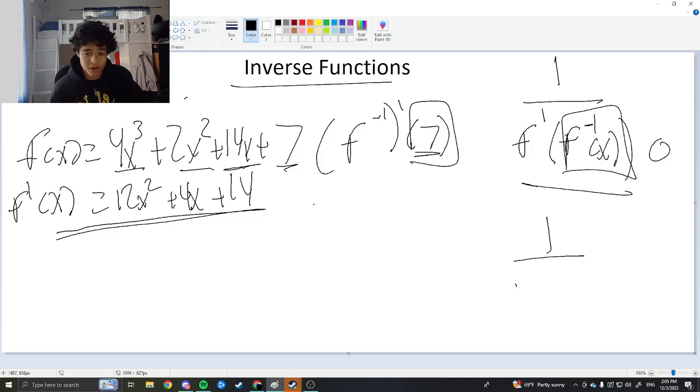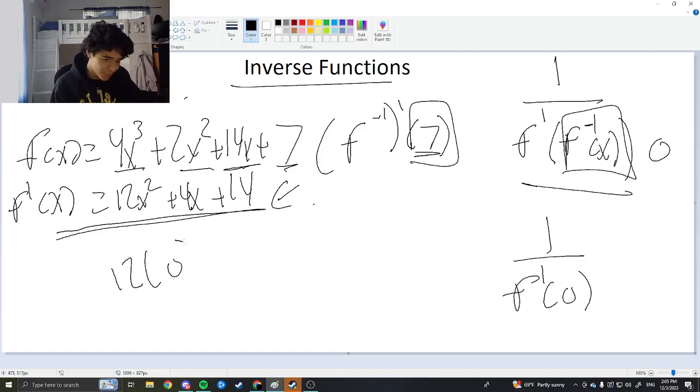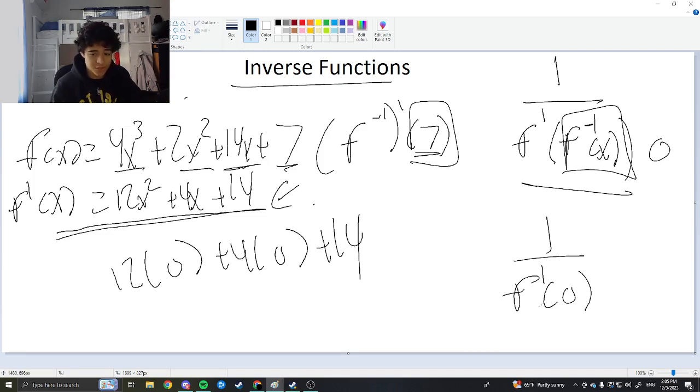So you have 1 over f prime of 0. This is the new formula that you're looking for, because you replace the inside part with 0. To solve this part, you plug this 0 into the derivative function, f prime. You're looking for f prime of 0, so use the derivative function, right? So you have 12 times 0 plus 4 times 0 plus 14, right? So f prime of 0 equals 14. So you replace this with 14, and your final answer is going to be 1 over 14.